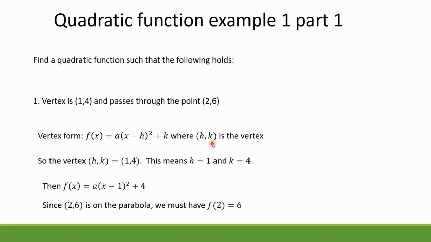We know the vertex. (h, k) is the vertex, so we have these two points are equal. So h has to be 1, and k has to be 4. If two points are the same, they have the same corresponding coordinates.